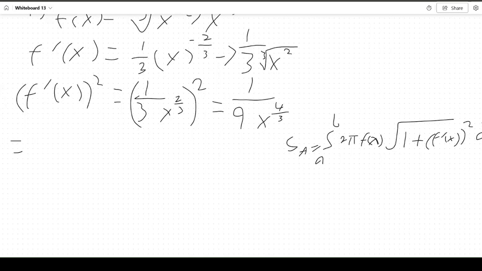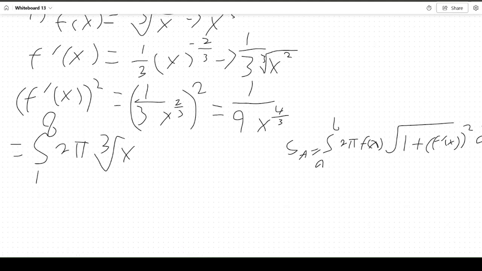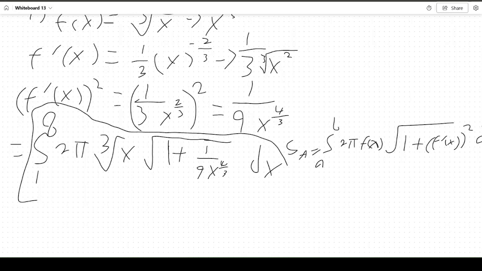If we have our squared derivative, we can just plug and chug. It goes from 1 to 8, and we have 2 pi. f(x) was the cube root of x, and we have 1 plus, and this would be 4 over 3. We set up the equation for surface area. After that, you're going to have to integrate, but this is just a simple explanation to get the basics. So this would be the answer with respect to x. Now we're going to look at with respect to y.